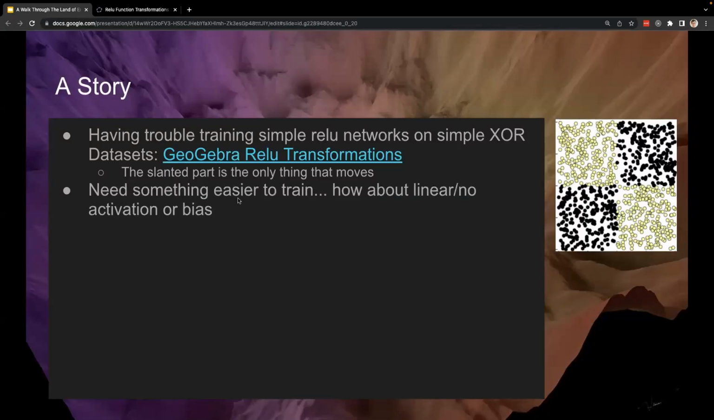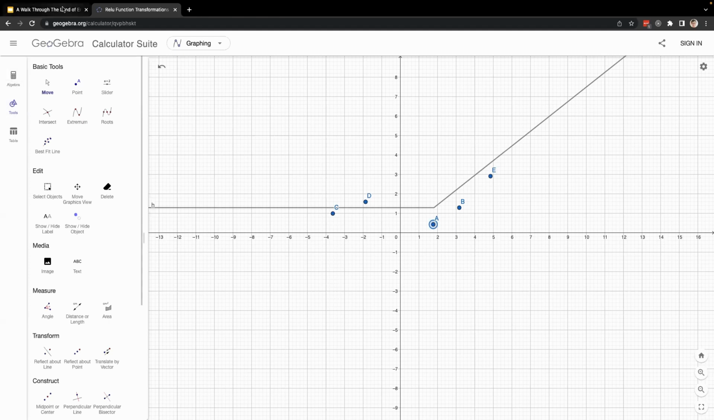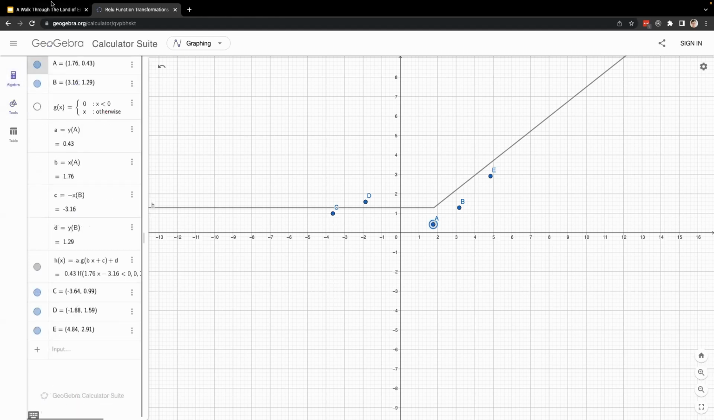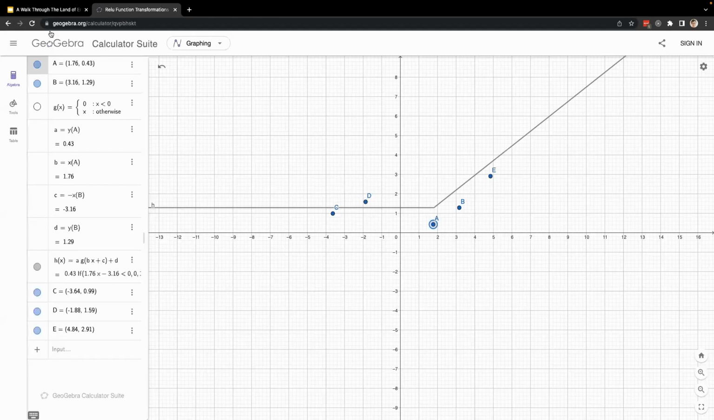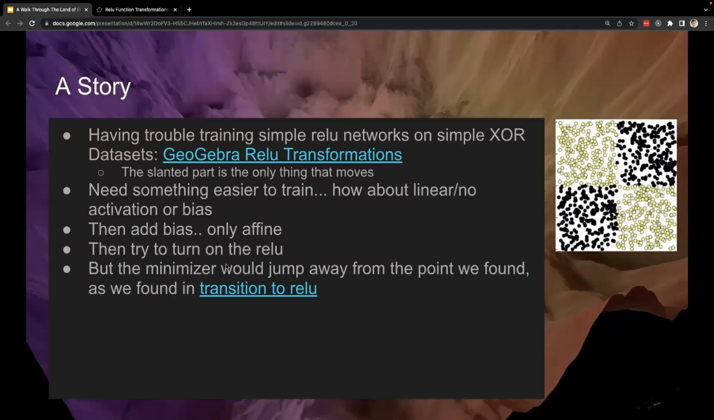And so then I thought, we need something that's easier to train. How about a linear function with no activation, no bias, right? So I was thinking we could train that. Linear functions are easy to train. And then maybe we could add a bias and just have an affine function. And then maybe once we train on those, if we sort of turn on the ReLU, we would be able to fit what we wanted, right? So we wouldn't have this difficulty. Maybe we would just train it with linear first and then turn that on. Okay, maybe that could fix it.